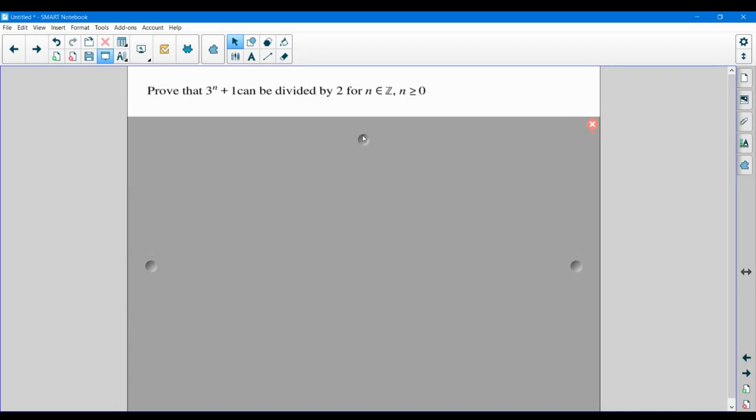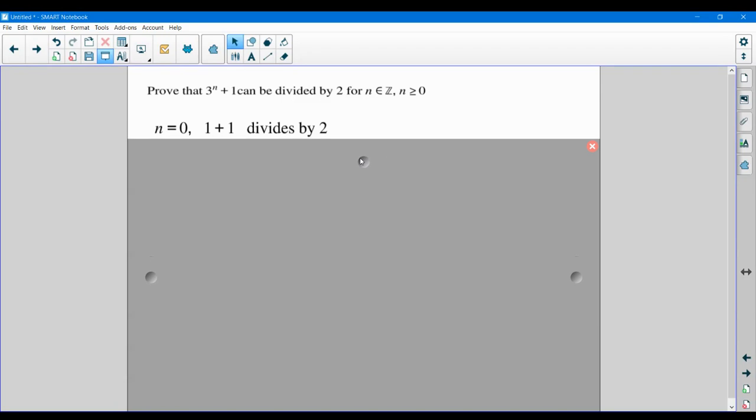So how we're going to prove this using induction, we start off by making n equal to 0, because that's the first number here. And we put 3 to the power of 0, which gives me 1, add 1, and that divides by 2.